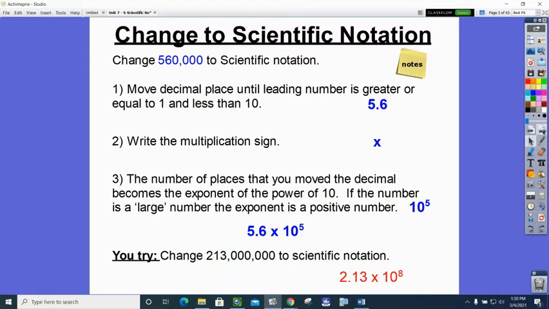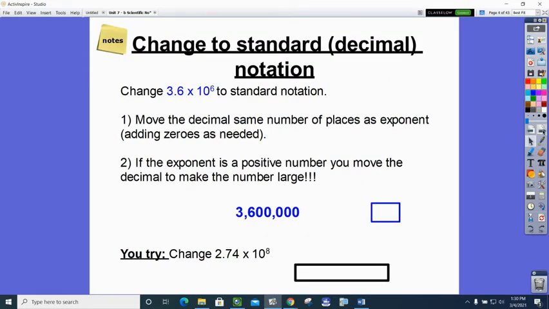All right, let's go in a different direction here. What if you have the scientific notation and you want to convert it back to standard notation? You're going to have to move that decimal the same number of places as the exponent. And because it is a positive exponent, we're going to need to move it to make the number bigger. So basically what I do is write that 3.6 and put my cursor in between. And then I say, okay, I've got to move that decimal.